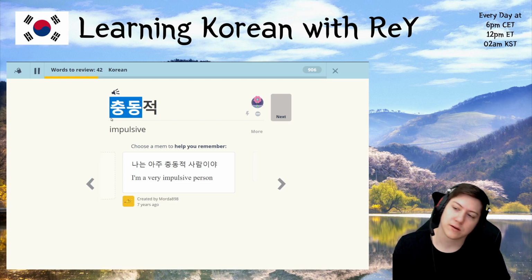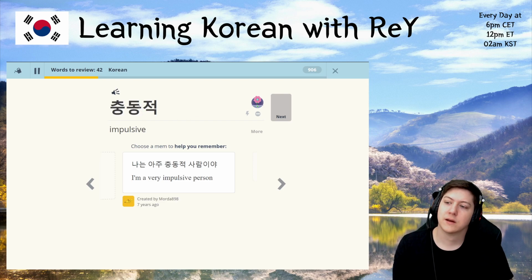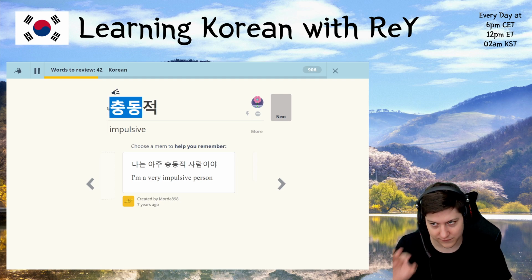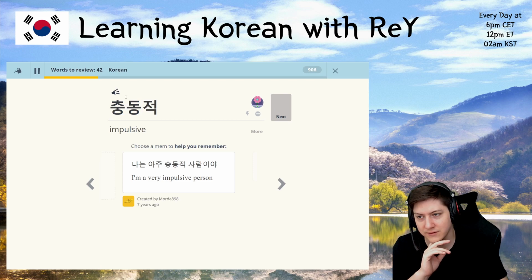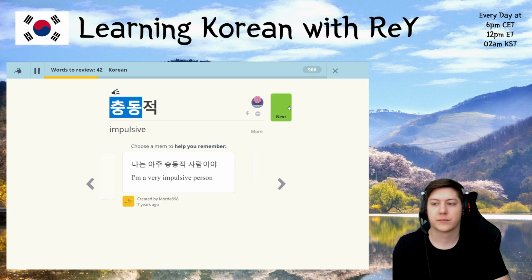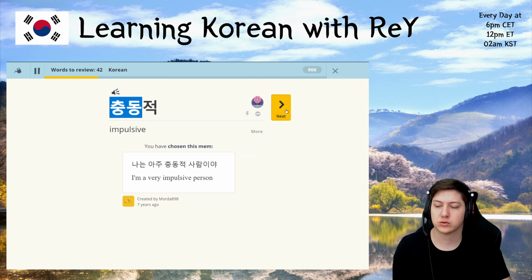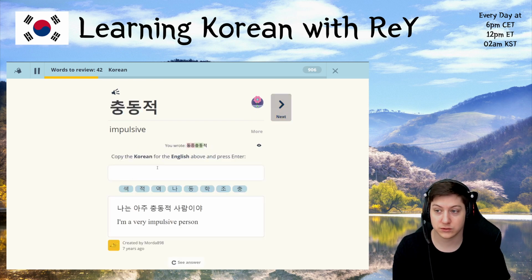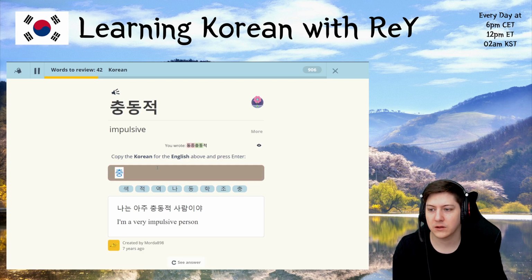Okay, wow. Well, actually not too far away. There was a U and there was an O here, and it's both with NG in the end, so I had all of that correct, but just the consonants in the beginning were not correct. Okay. 충동적.